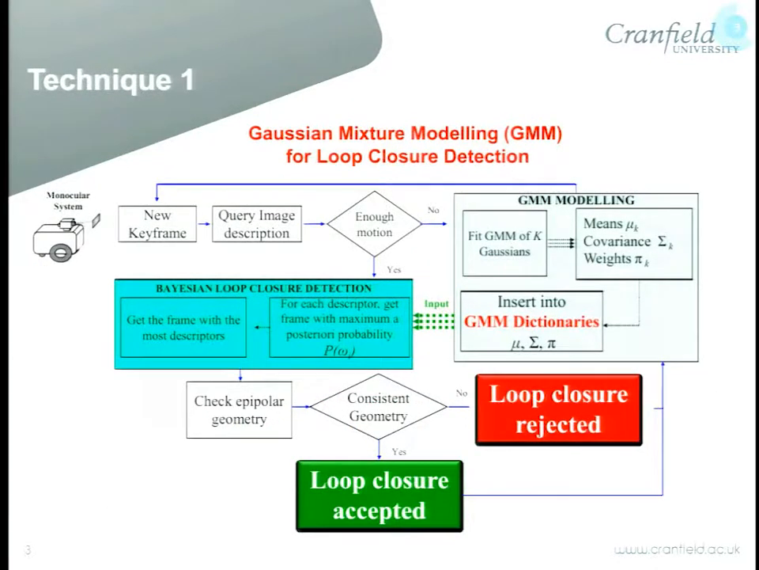So given a query image for loop closure detection, we first extract features, and if not enough motion is detected, a GMM will be fitted to the extracted descriptors. The output of these modules are GMM dictionaries, which will be used as inputs to the Bayesian loop closure detection module. This is repeated until enough motion is detected. Once we have enough motion, the Bayesian loop closure detection module is triggered using the GMM dictionaries as input. The output of this module is a candidate frame for loop closure. If the epipolar geometry check is successful for this candidate frame, the loop closure is accepted. Otherwise, it will be rejected, and we move on to the next keyframe.